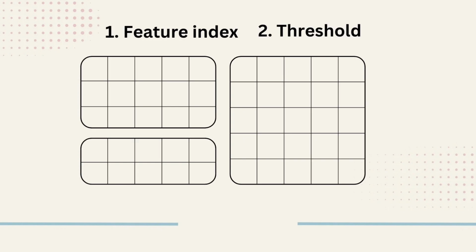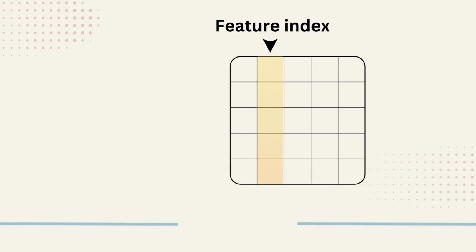The first step would be to divide the given dataset based on two criteria. The first is to get a feature index, and the second is the threshold value. A feature index is the feature of a given dataset that has high importance compared to other features. In simple words, it decides whether to split the data based on certain conditions.